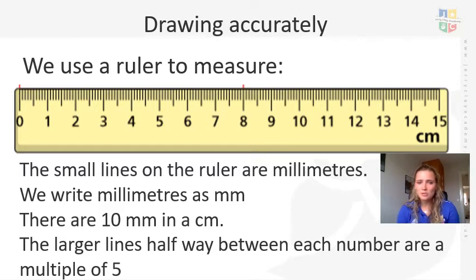Now halfway between each of the numbers there is a longer line. Now if there are 10 millimetres in a centimetre, if there is a line in the middle, what number do you think that would be? It would be 5 millimetres, because that is half of 10. So when we're measuring, that can be a great place to start, because we know that it's going to be 5 millimetres.